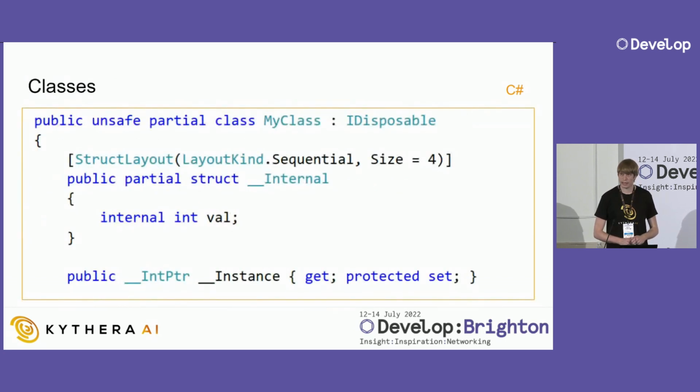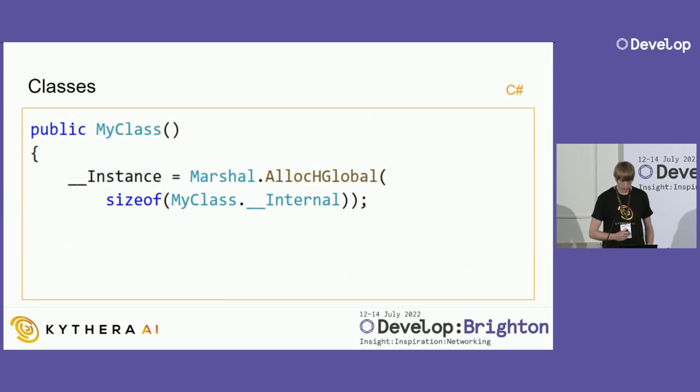Now let's look at the class. A class is quite similar. We still have this internal struct with our val, but this time the instance is actually a pointer, a reference, no longer directly part of the memory of the class. This is the constructor for that class. As you can see, we are now allocating the instance, so the C++ part of the class, on the heap using alloc h global, which basically is malloc.